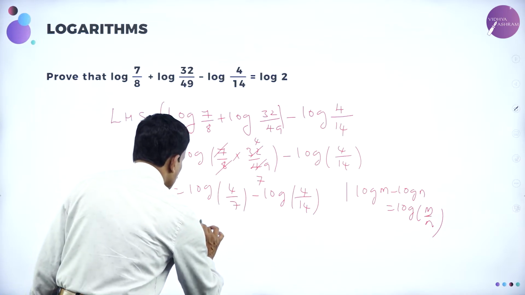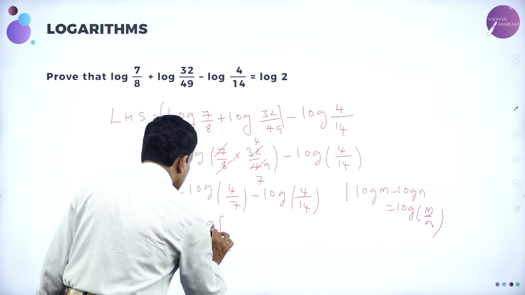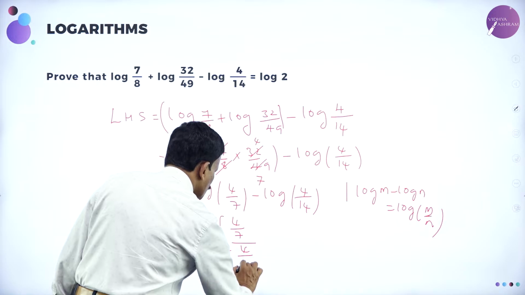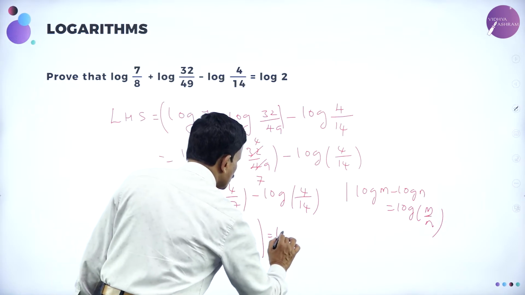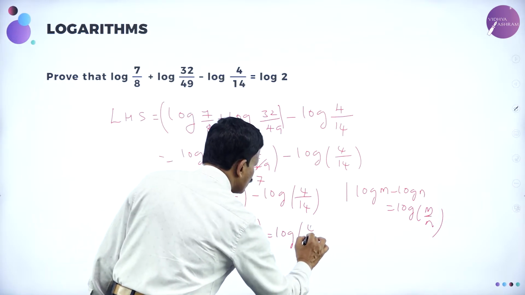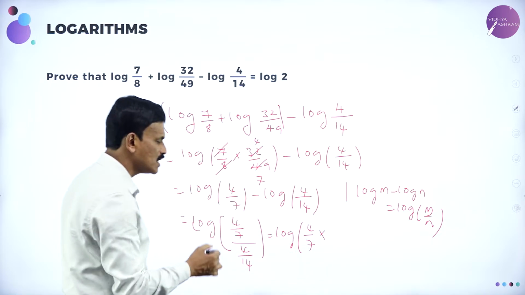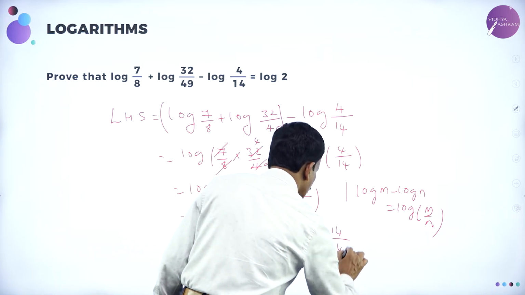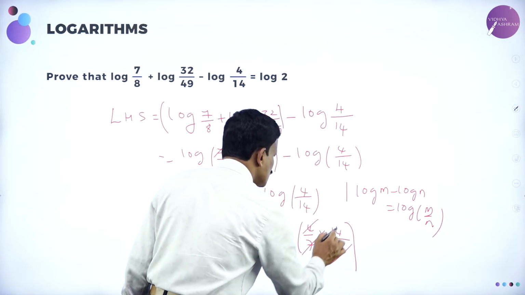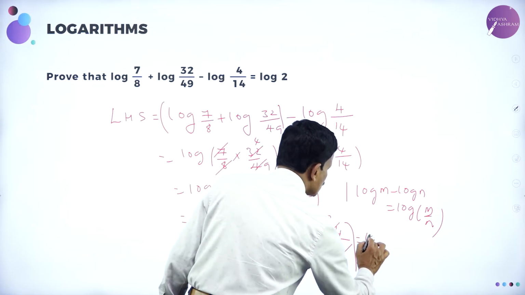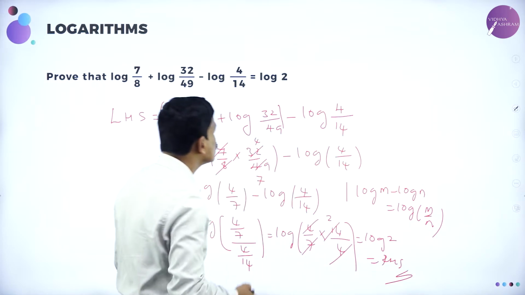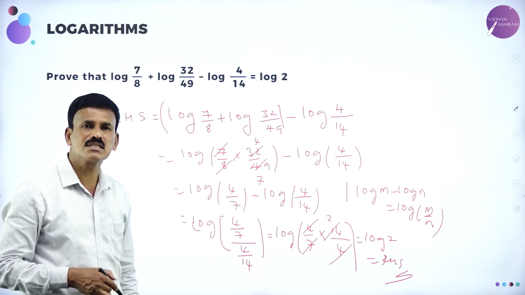So this can be written as log m by n. M is 4 by 7 divided by 4 by 14. So this can be written as logarithm of 4 by 7 as it is, and this goes to the numerator: 14 divided by 4. So 4 gets cancelled, 7 2s are 14, that's equal to log 2, which is the required RHS. That's it. The required answer is logarithm of 2.